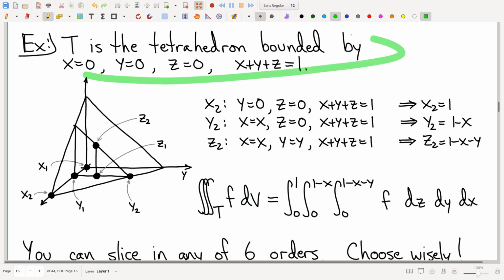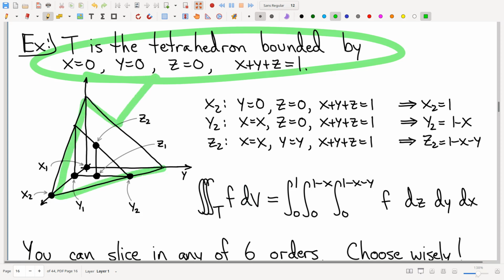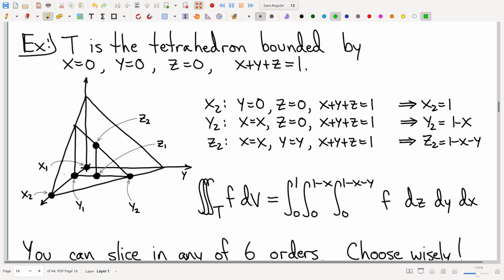We have a tetrahedron, sort of a three-dimensional version of a triangle, kind of, sort of, right? And various planes defining it. And this is going to be our domain for a triple integral. Why are we interested in this triple integral? Not the point of this exercise.